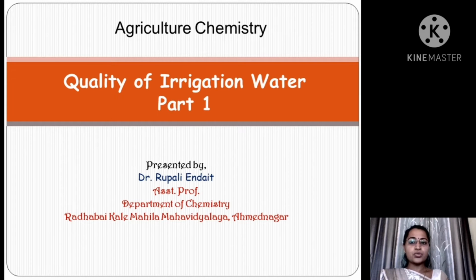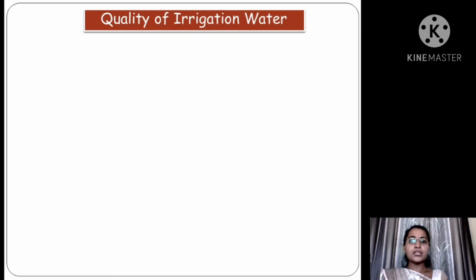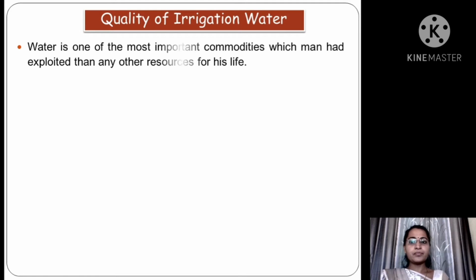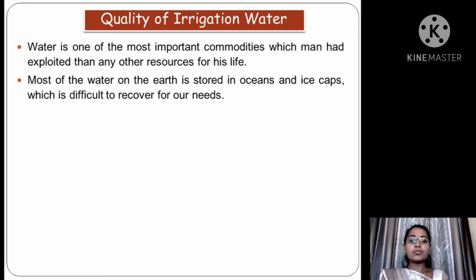In that, we have to see quality of irrigation water. Now, see the introductory part about the water. As we know, water is one of the most important commodities which man has exploited more than any other resource for his life. Most of the water on the earth is stored in oceans and ice caps, but it is difficult to recover for our needs.